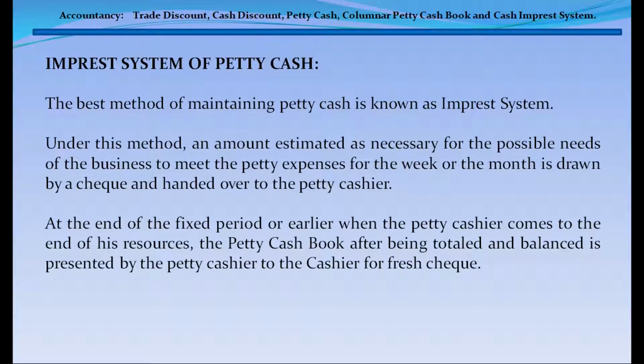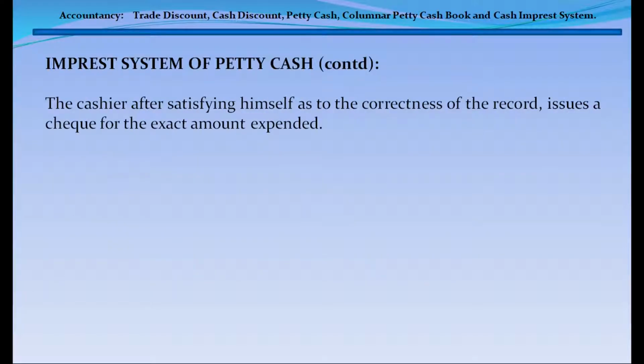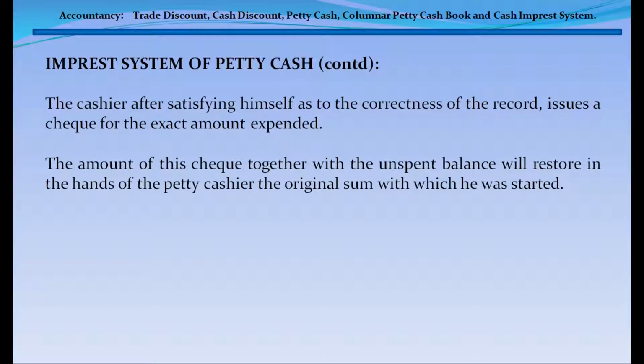At the end of the fixed period, or earlier, when the petty cashier comes to the end of his resources, the petty cash book, after being totaled and balanced, is presented by the petty cashier to the cashier for a fresh check. The cashier, after satisfying himself as to the correctness of the record, issues a check for the exact amount expended. The amount of this check, together with the unspent balance, will restore in the hands of the petty cashier the original sum with which he was started. This is called the Imprest system of petty cash.